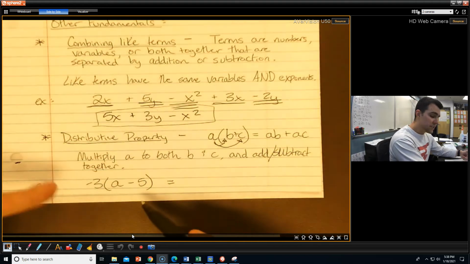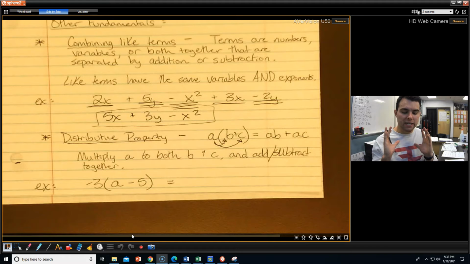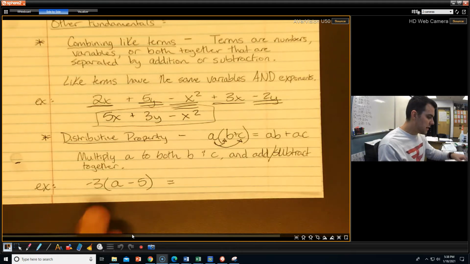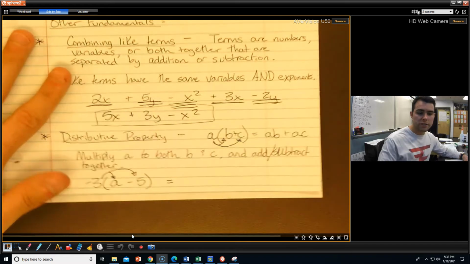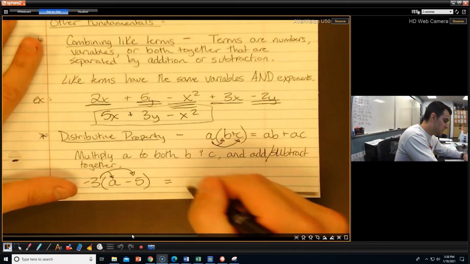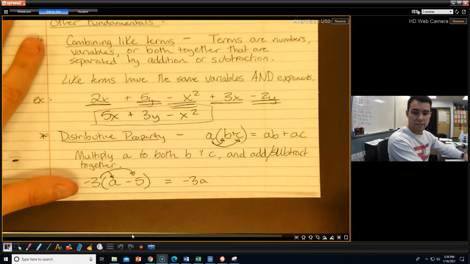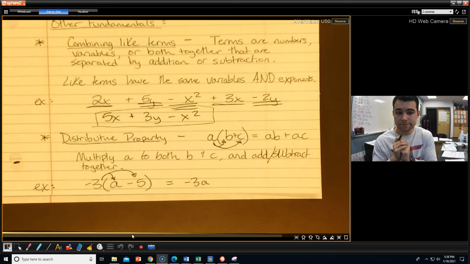So if I see it with this example, I am multiplying, so I need to keep my signs in mind. For example, if negative 3 is on the outside, I'm going to multiply it to both terms in here. Negative 3 times a is just negative 3a. Remember, like we said, if two things are next to each other, they are being multiplied.